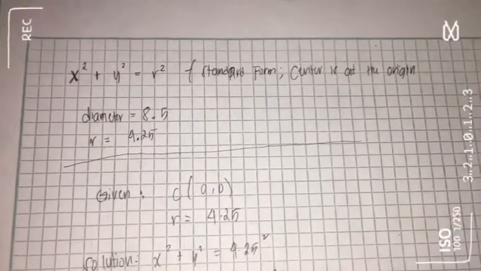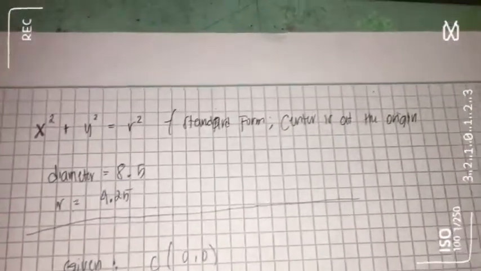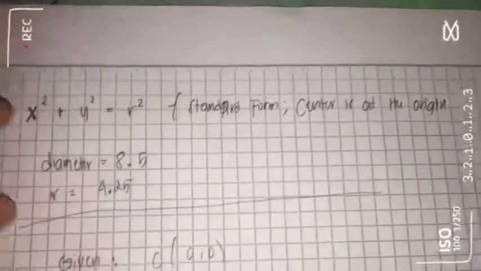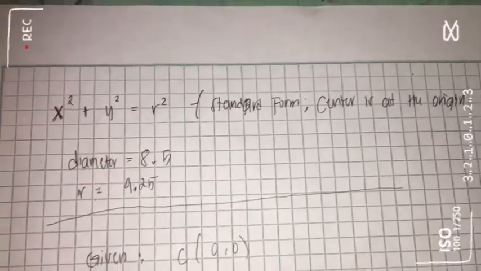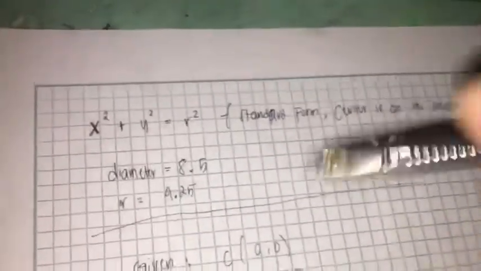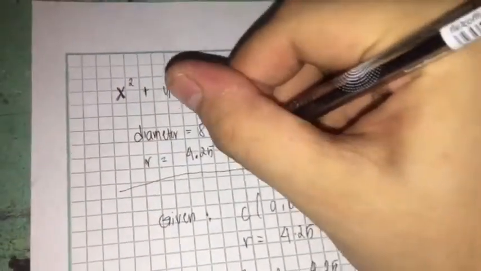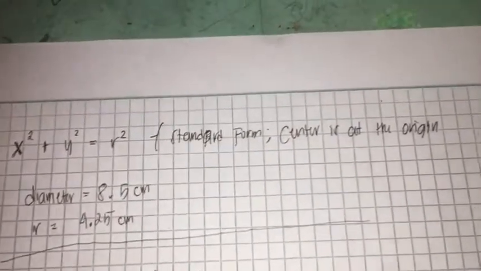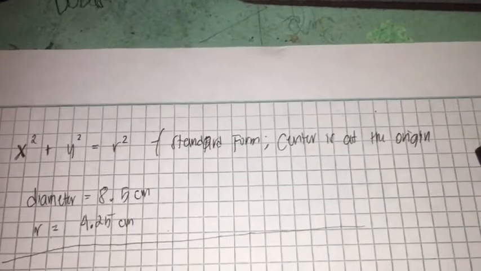We have already determined the measurements for our circular object. Our circular object has a diameter of 8.5 centimeters. So in order to get our radius, we have to divide our diameter by 2, which is why we have 4.25 centimeters as our radius.